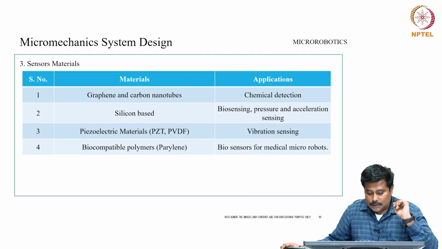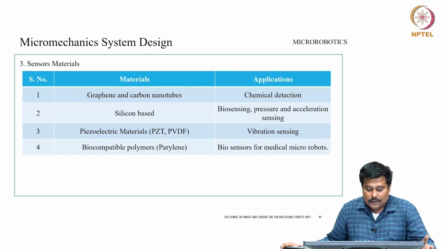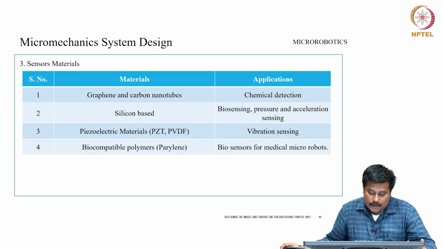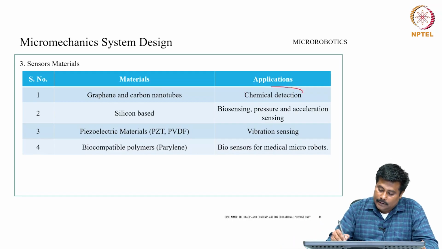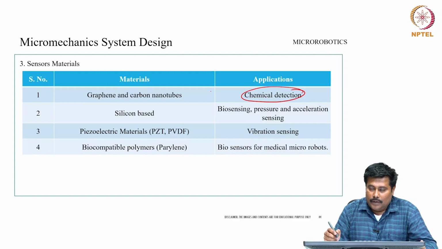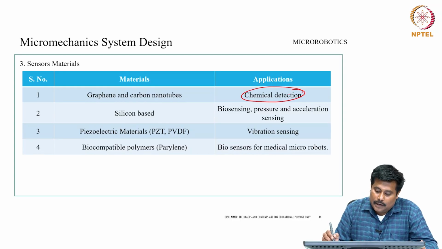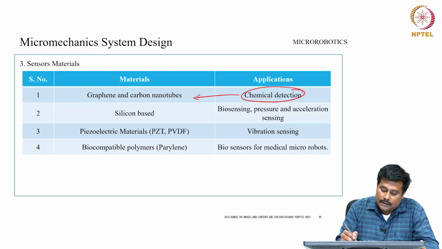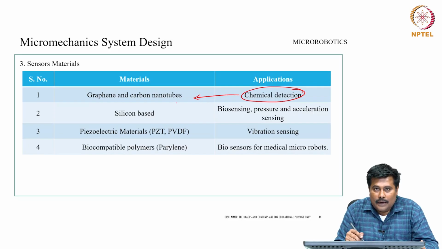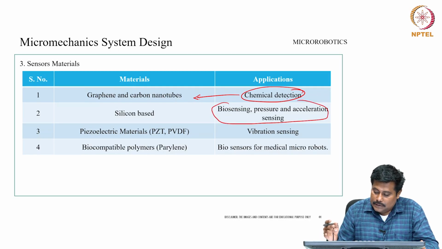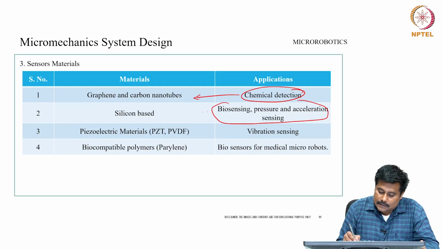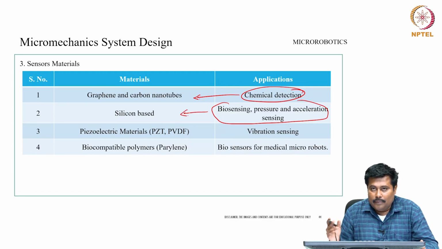Now, let us discuss the different sensor elements. As far as the sensing element is concerned, based on the application, we can select the sensing element. One application is chemical reduction. With reference to chemical reduction, we have graphene and carbon nanotubes in place. From a biosensing perspective, for biosensing and pressure and acceleration sensing, silicon based structures are being evolved.